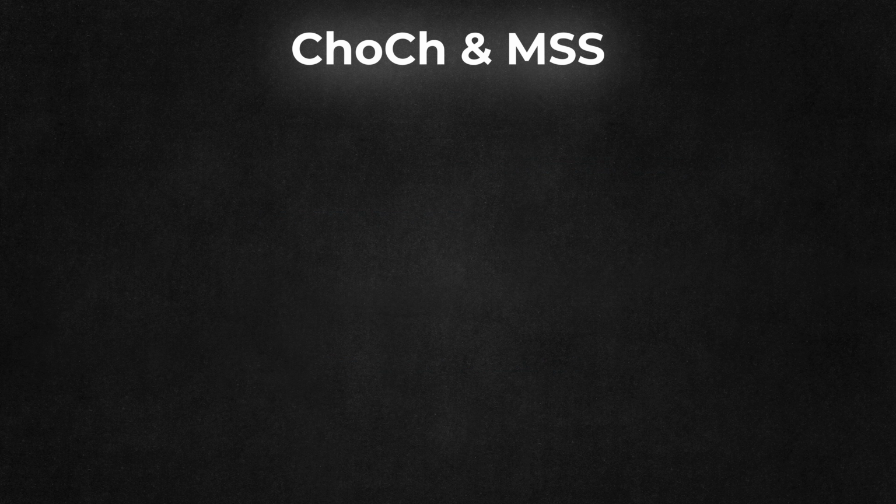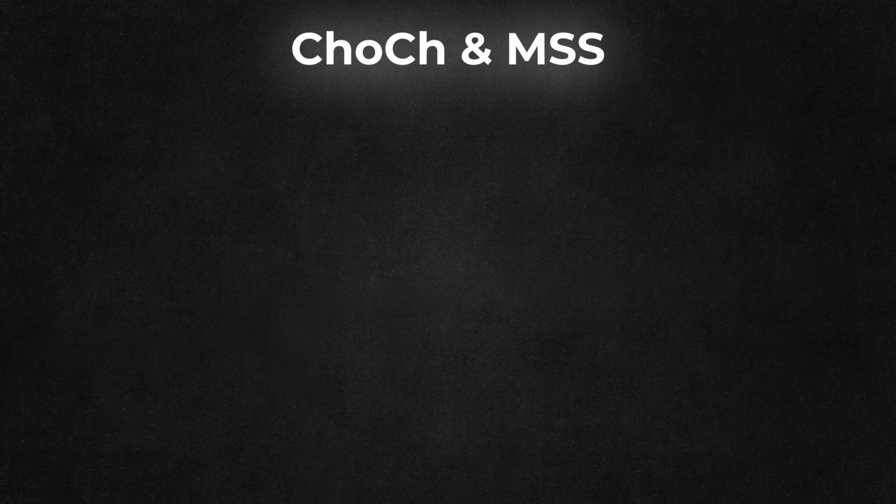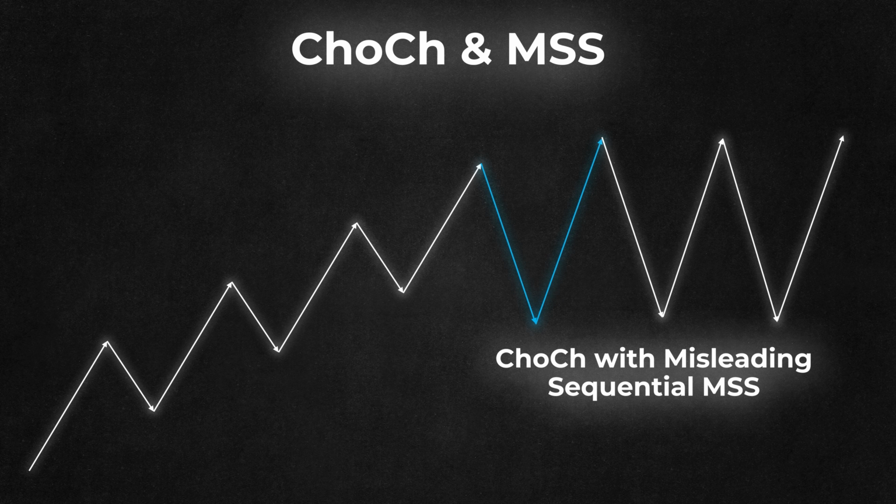It's certainly possible to have a change of character without a market structure shift. For example, price might be in an uptrend and then smoothly transition into a sideways market without breaking structure. We can also have sequential market structure shifts that will mislead traders. When we talk about the transition between trends, there will always be a market structure shift of some sort with one exception, which is when the market produces a climatic reversal.